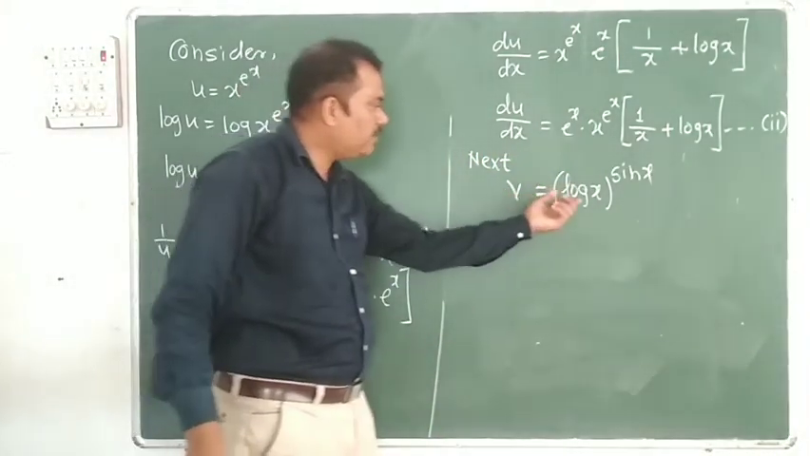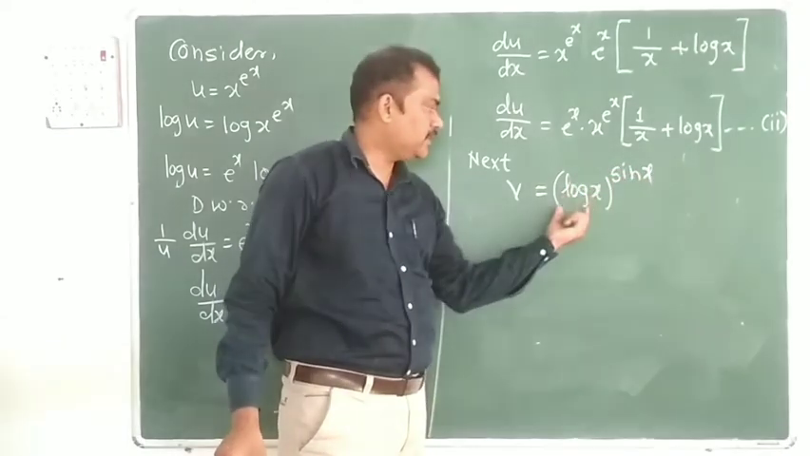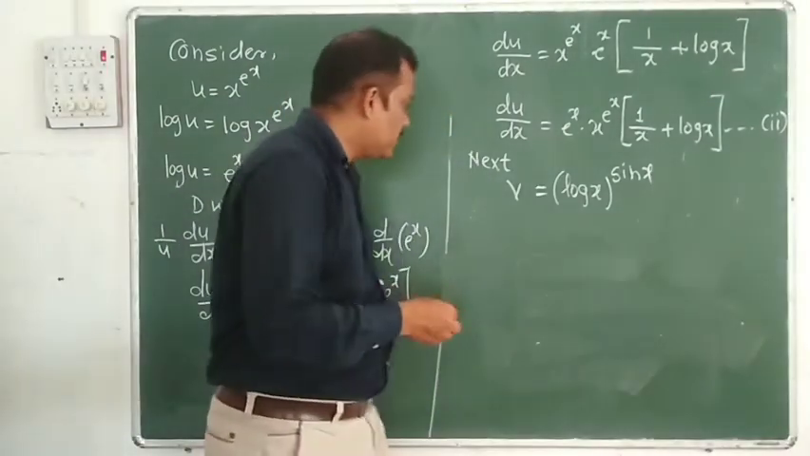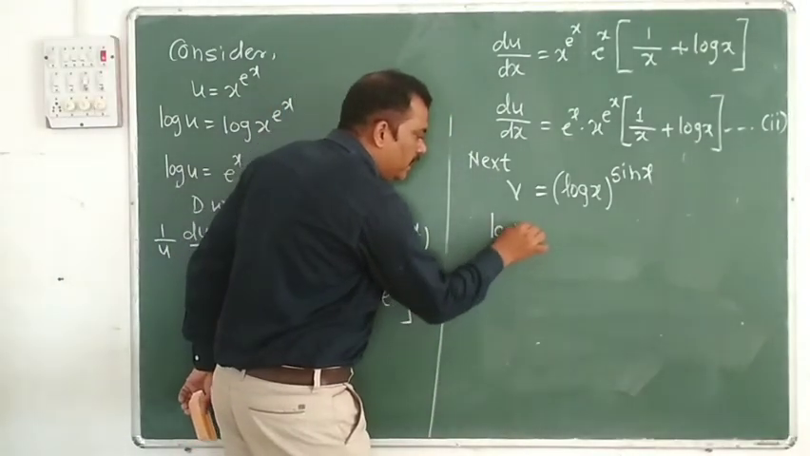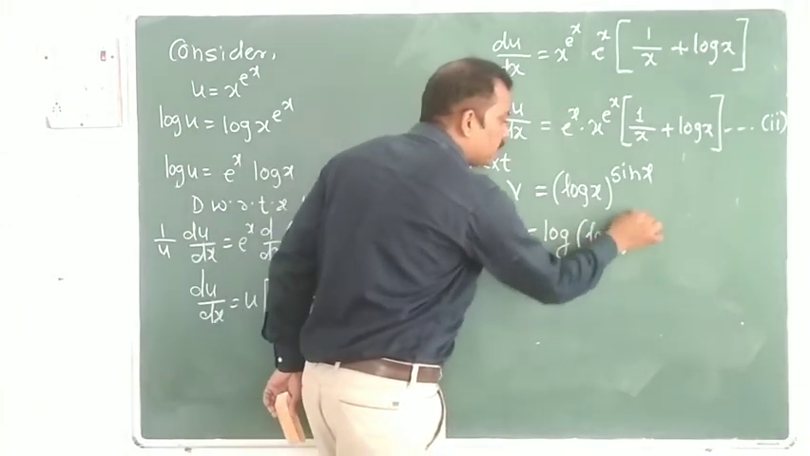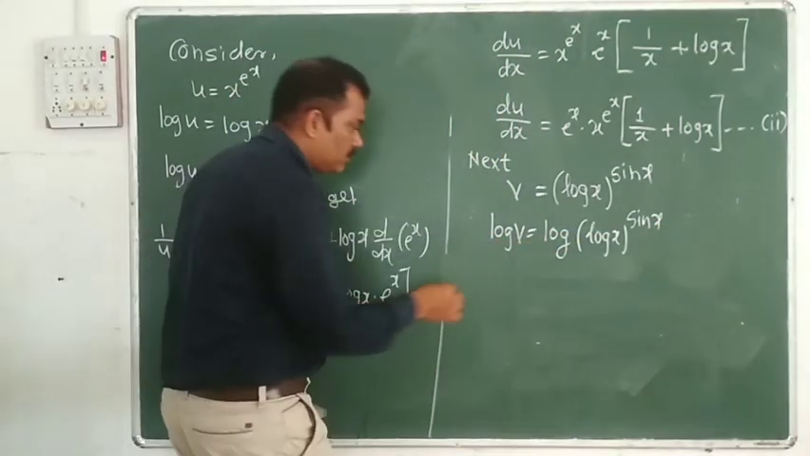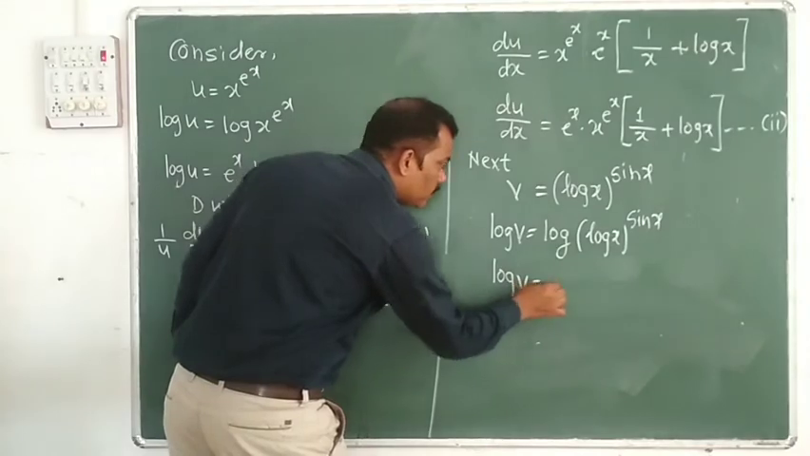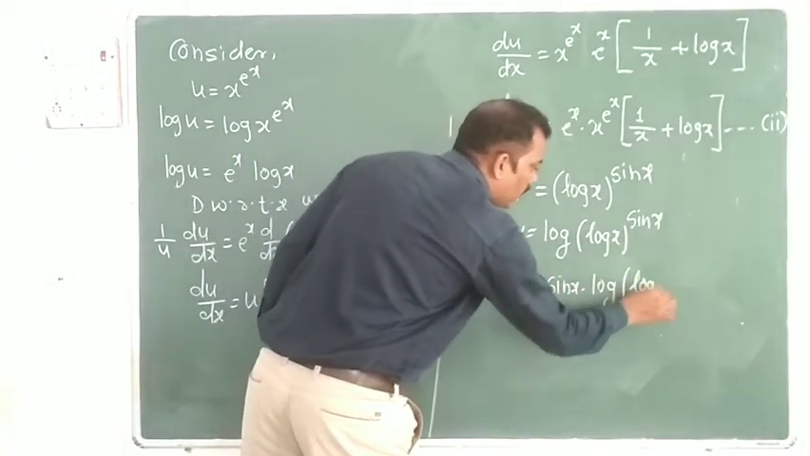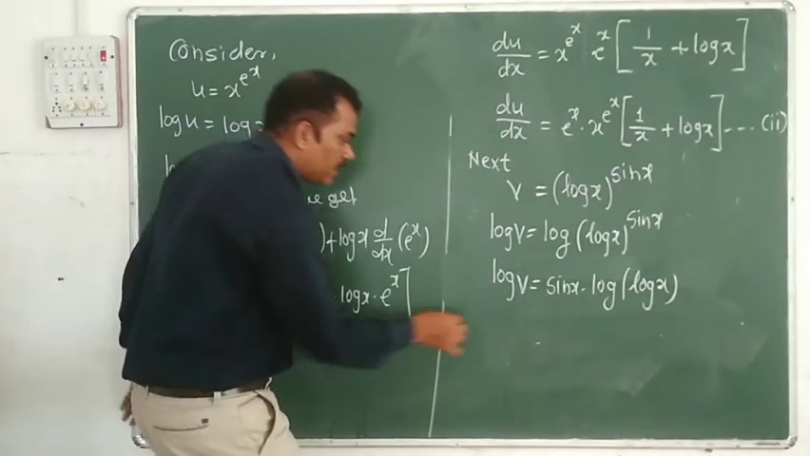This is also a function raised to a function. The base is the logarithmic function, the index is the trigonometric function. So function raised to function, we take the log on both sides, so we can write log of v is equal to log of log x raised to sin x. This index gets multiplied to this, so we can write log of v is equal to sin x into log of log x. Okay, now we differentiate this with respect to x.